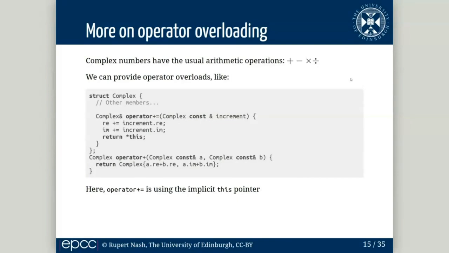And so basically what we're saying here in the plus equals operator is we're taking another complex object, and that's what we're going to use to increment, but we're taking a reference to it, which as we'll see means it's more efficient. And by passing it with the const keyword, we can't modify it, so we're not going to change increment, which is fine in this example because we just want to get its value. We don't want to change it. But as I said, we're going to talk about that in a bit more detail in a minute.